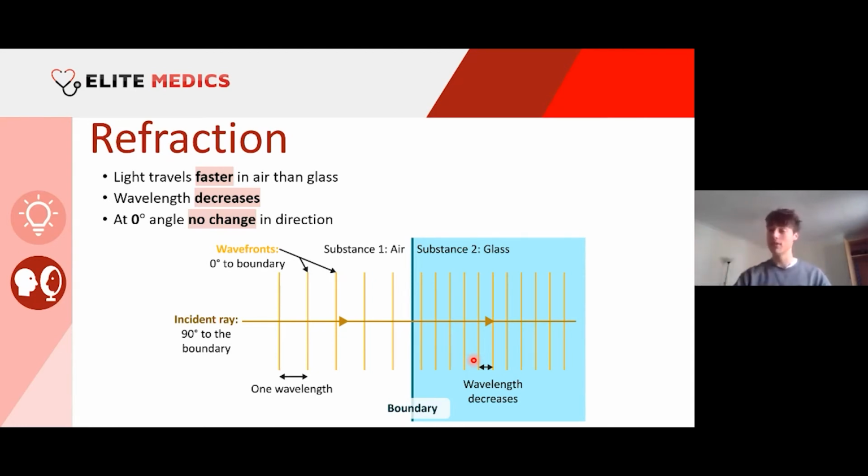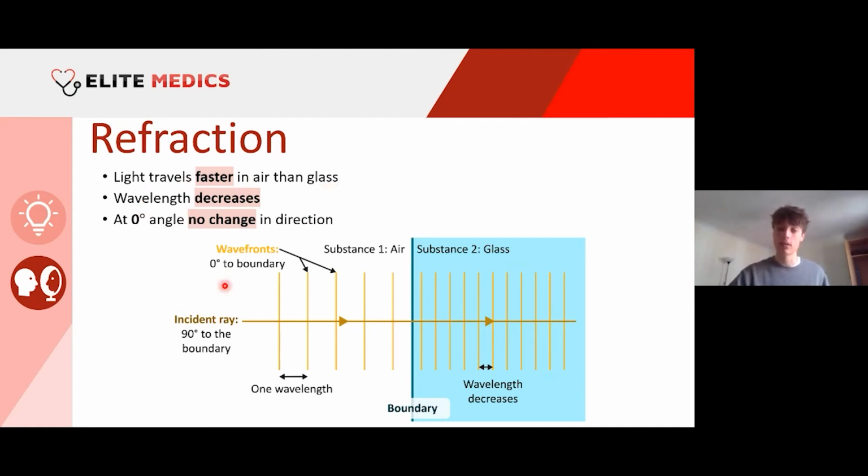So if the speed decreases, we know that the wavelength will also decrease. Basically, we go from the first substance, air, where we have a high speed and a certain wavelength. We go to substance 2, glass, where the speed changes. Because the density changed, the speed decreases. Because the speed decreases, and we know that the frequency is constant, the wavelength will decrease as well. Light travels faster in air than in glass, so the wavelength will decrease when it goes into glass.